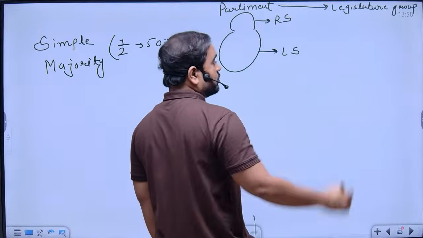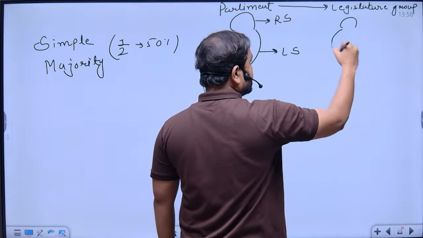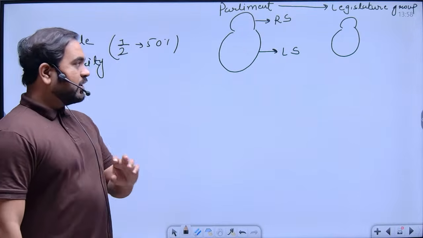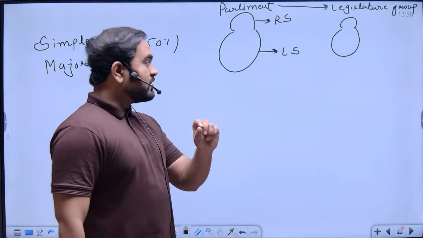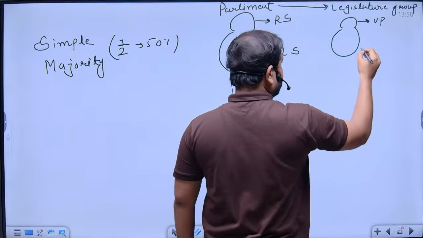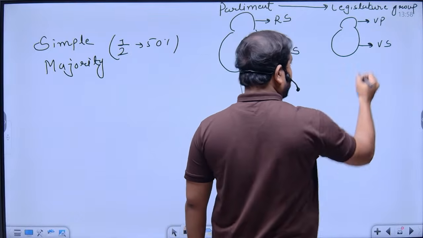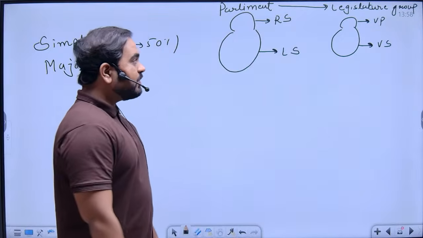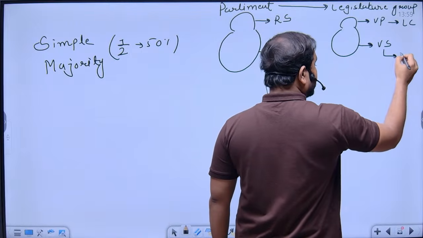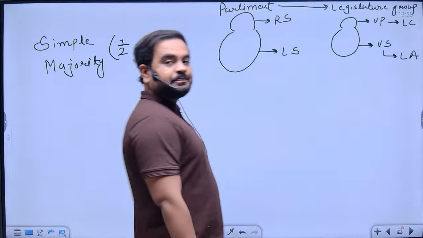Okay, the legislature also consists of two bodies. Actually, not every state consists of two bodies. Only 6 states consist of two bodies, but the concept is that the upper house is known as Vidhan Parishad and the lower house is known as Vidhan Sabha. Vidhan Parishad in English you can say legislative council, and Vidhan Sabha in English you can say legislative assembly.